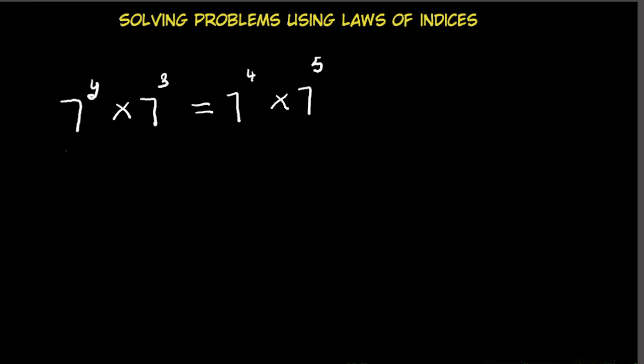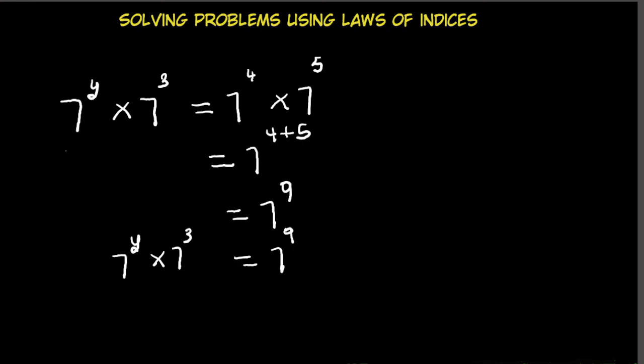Well, we already know that in this case, we would be keeping the bases and adding the indices as the laws of indices says. This is equal to this, then whatever we get here, when we add our power, should be the same thing over here. Let's begin. So 7 raised to 4 plus 5 is equal to 7 raised to the power of 9. All right? Therefore, 7 raised to y times 7 raised to 3 is equal to 7 raised to the power of 9. Since they're all equal, that means the indices over here should add up to give 9. So let's work that out.